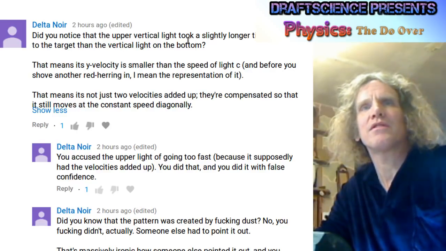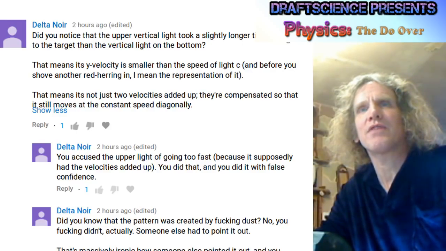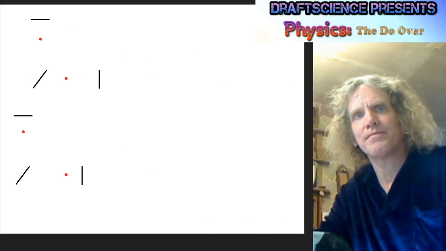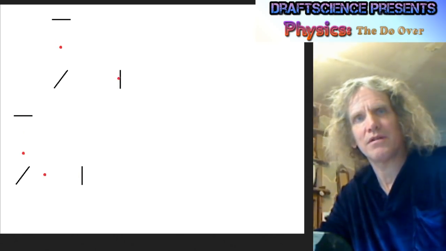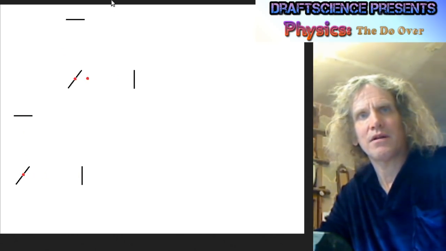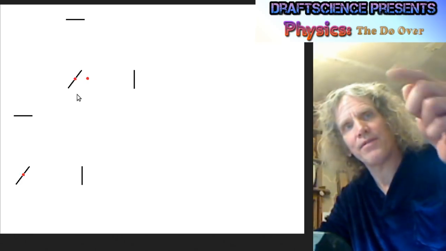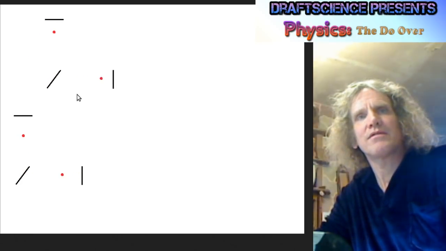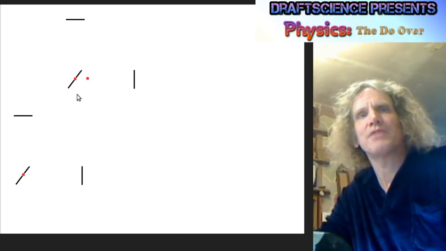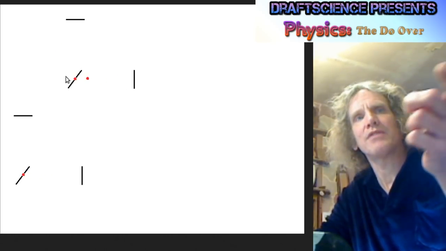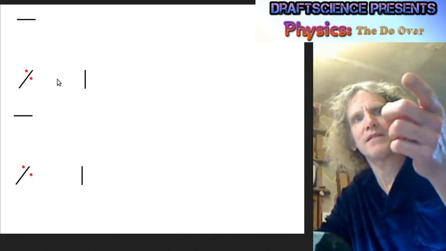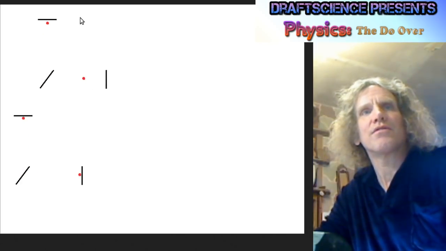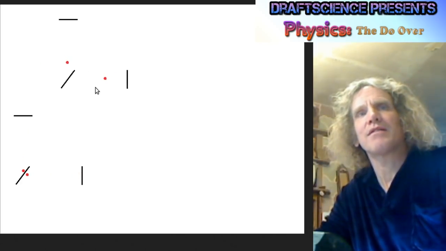So, did you notice that the upper vertical light took slightly longer time to get to the target than the vertical light on the bottom? No, because it didn't happen. Look at the illustration yourself. See where the light starts. Okay, it starts like a ½ inch. See where the bottom one, the little dot is? That's where it starts. And look where it stops. Then measure the distance of the top one from the edge of the paper to the dot, minus that ½ inch, and then to the top where it goes, and it's exactly the same distance.